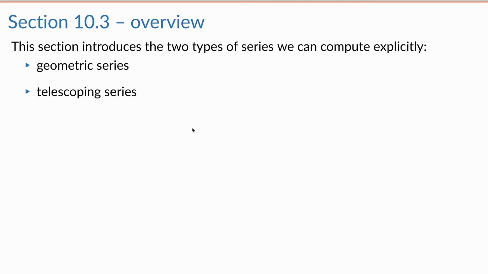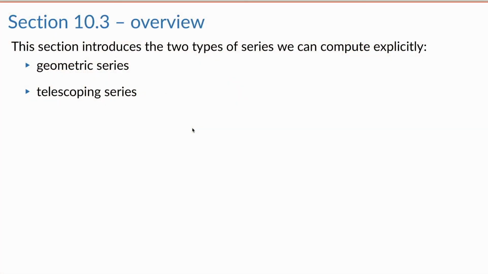Okay, so an overview now of section 10.3 is that we're going to be looking at two types of series we can compute explicitly. And to be honest, these are essentially the only two kinds of examples we can compute explicitly in this class. If you study some more related topics down the road, you'll see there are other examples that are computable explicitly, but there are not that many. So we'll see the two that we can deal with. This video will focus on geometric series, and then a later video will focus on telescoping series.